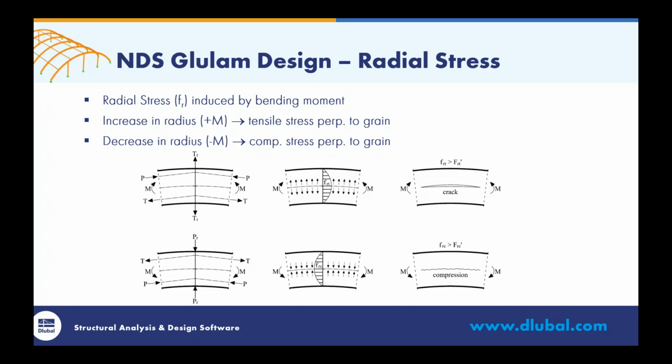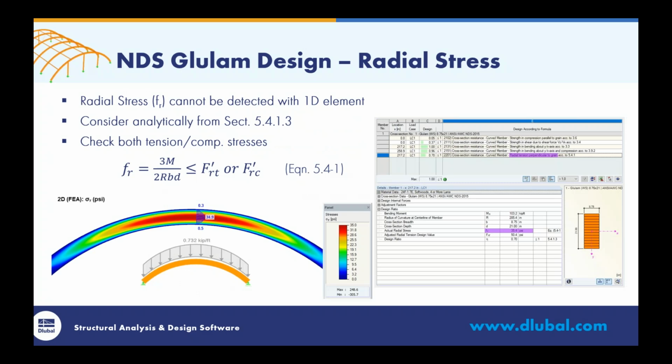So what we need to do is to account for these radial stresses by running a design. Now the problem is that radial stress cannot be detected with a 1D element. So we encounter the exact same problem that we saw with the curvature factor. So therefore we must consider it analytically from section 5.4.1.3 within the code.